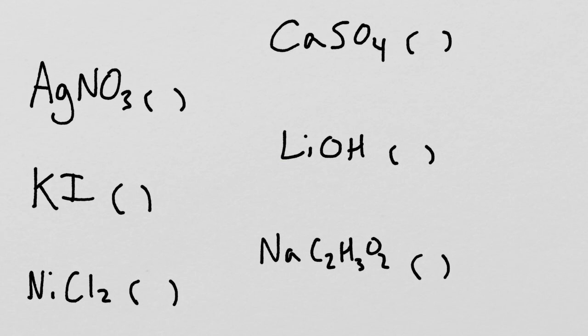Alright, let's start with a few compounds. So here we have silver nitrate, potassium iodide, nickel 2 chloride, sodium acetate, lithium hydroxide, and calcium sulfate. Let's take each one of these individually and examine them with our table of solubilities.